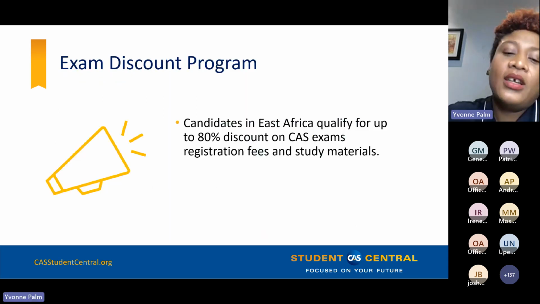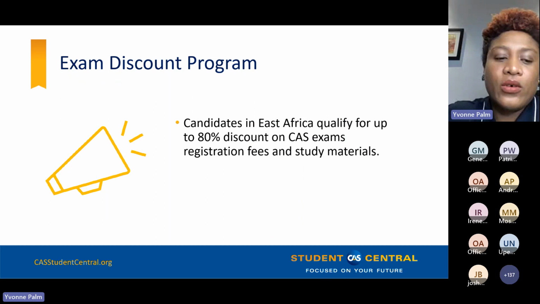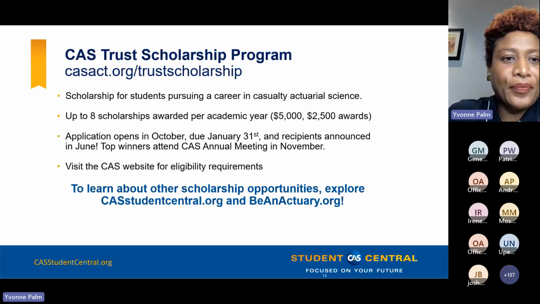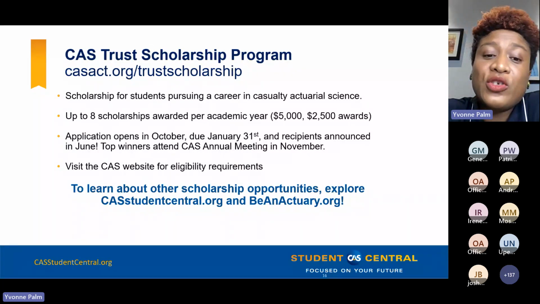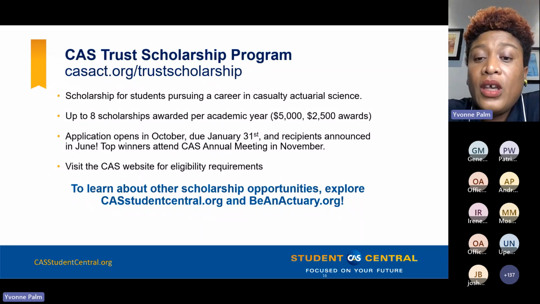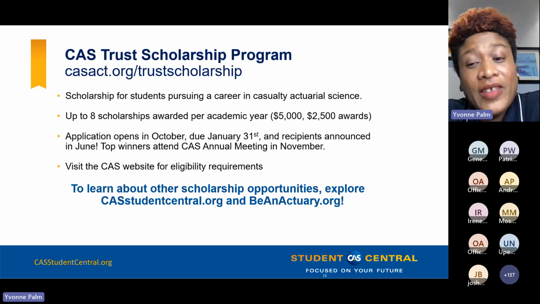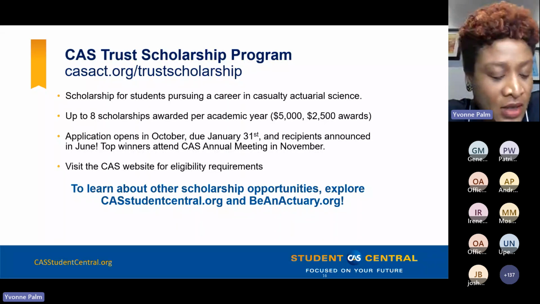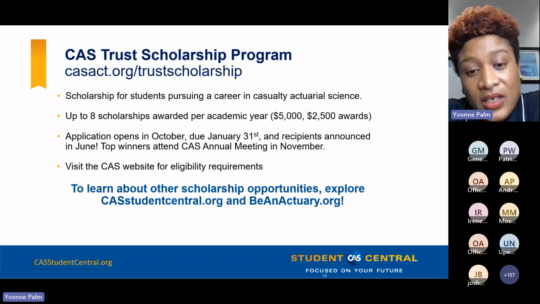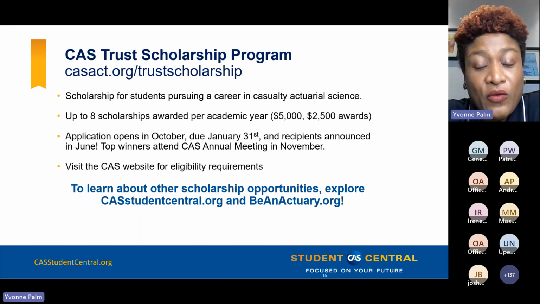And as I've mentioned, there is an 80% discount for candidates from East Africa and most of Africa. So some other resources, we have got a trust scholarship program, which gives some scholarship for students who are pursuing a career in general insurance. We give 8 scholarships a year of about 5,000 to 3,500. One is 5,000, one's 2,500. It is very competitive, as you can imagine, but it is open to people from all over the world.